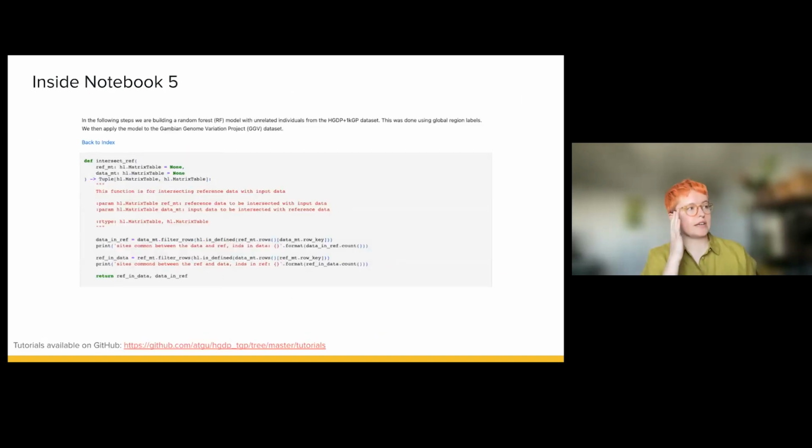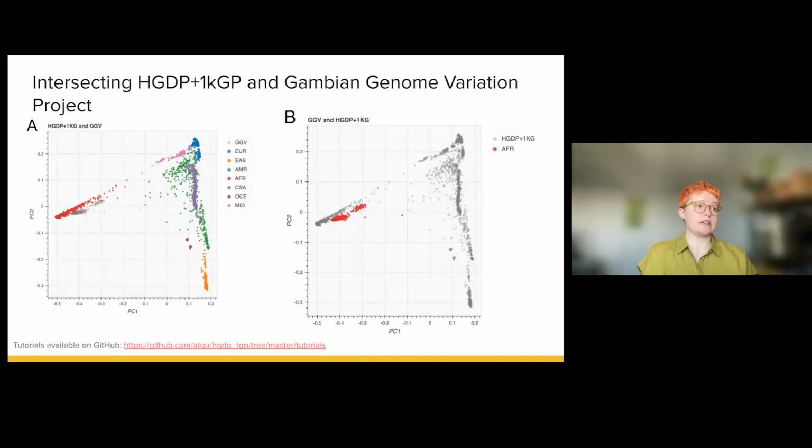And so here is just a quick look inside of notebook 5. This is showing one of the functions used to intersect with the reference data set. And this slide is showing those resulting PCA plots using our HGDP 1,000 Genomes data set as a reference. Here, the GGV data set is shown in gray, so you can see where it clusters in comparison to our data set.